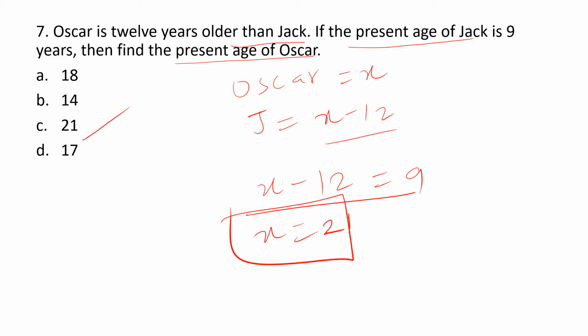I'll be repeating it once again. I think we are clear enough with the question. For these kinds of questions, consider the variable to be found as x. So I'm considering Oscar's age as x. The given condition is that Oscar is 12 years older than Jack, so he is 12 years elder to Jack. So Jack's age will be x minus 12. But it's given that the present age, x minus 12, is equal to 9 years. So x is equal to 21. We are done with the question.